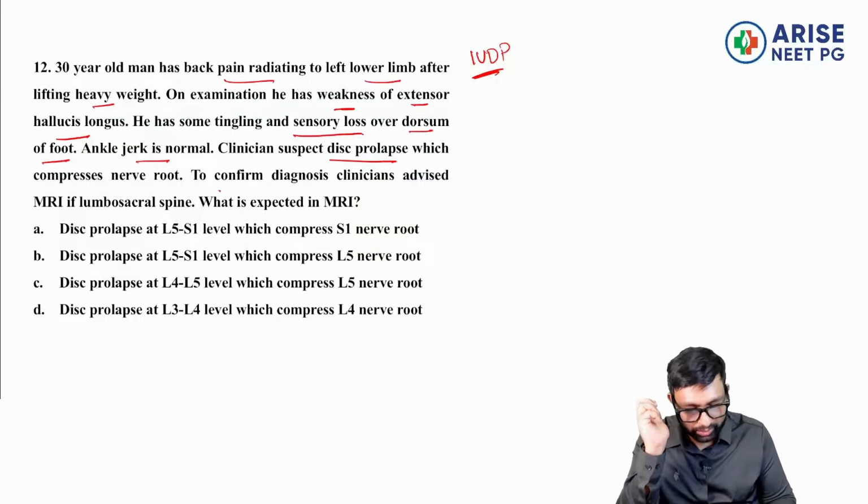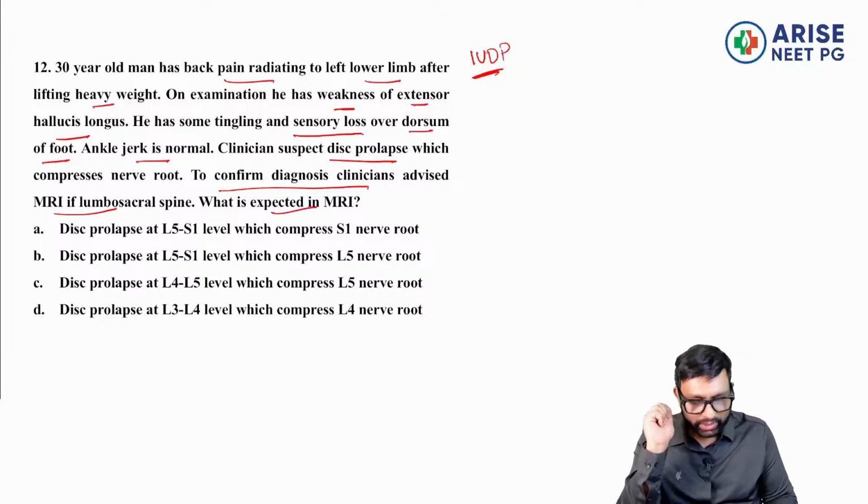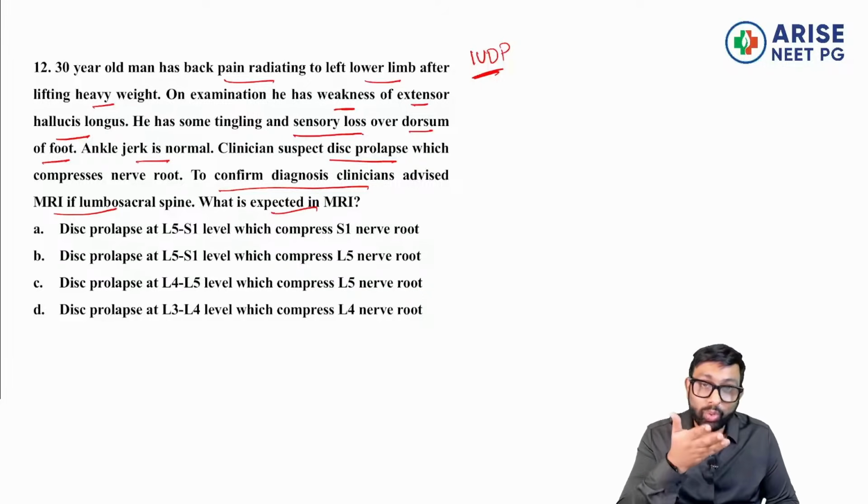And to confirm the diagnosis, he is getting an MRI. Yes, MRI is the investigation of choice. What is expected in the MRI? So they're asking you what is expected from the MRI. How do you answer this question now? See, you have to use this information, that is weakness of extensor hallucis longus, sensory loss of the dorsum of the foot, and ankle jerk being normal.